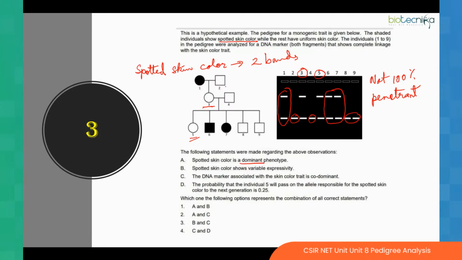Okay, so we see that individual 6 and 7 have these 2 bands, and individual 3 also has 2 bands, even though she is not producing the trait phenotypically, but the molecular marker is showing that she has 2 bands. Okay, means the second band in 6 and 7 must have come from 3 only. So 3 only is passing. And 4 doesn't have this second band, right? Means only a single copy of this second band, or the heavier band, is coming in individual 6 and 7, and still they are getting affected.